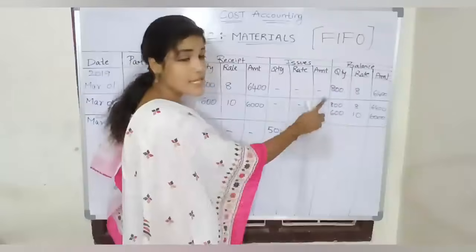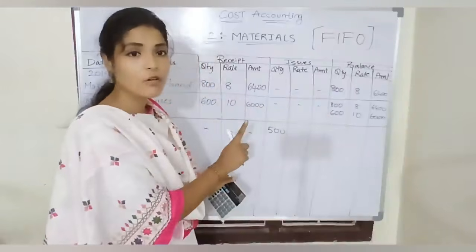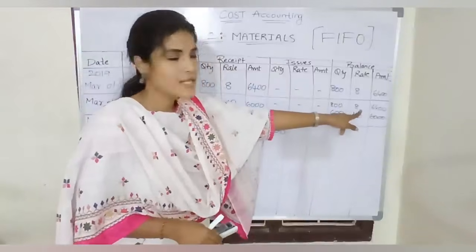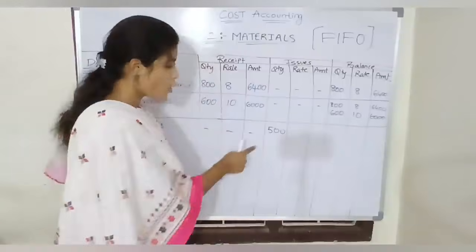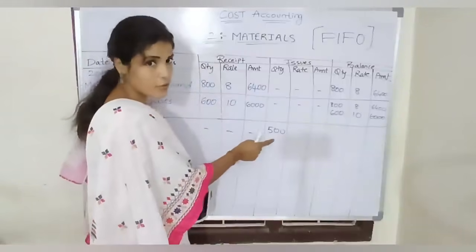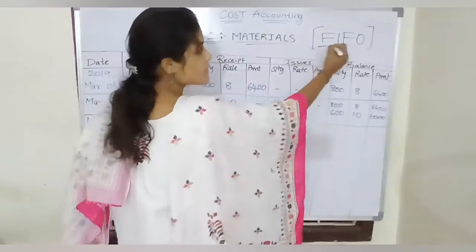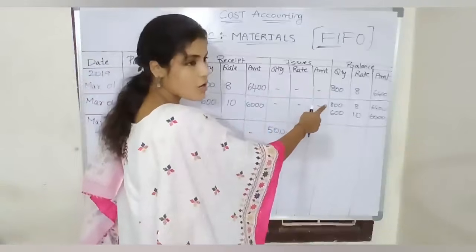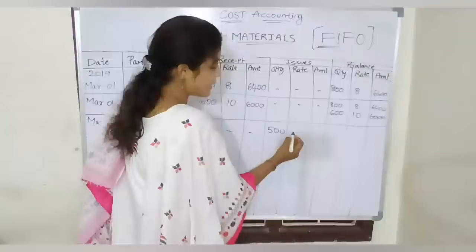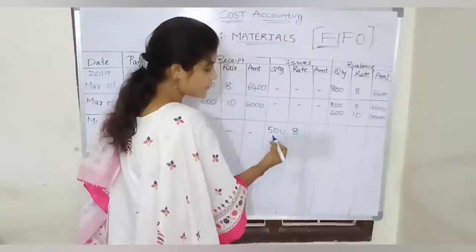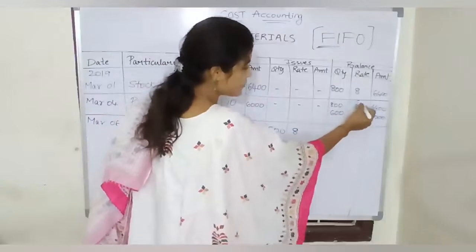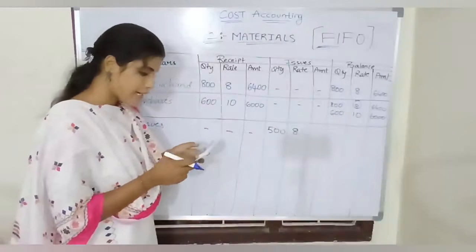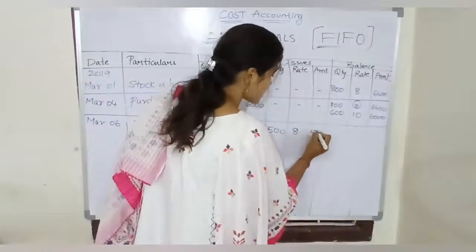Out of this too, what is the first stock you have entered in your godown? 800, no. What is the rate of that? 8 rupees. Total 6400. How many units we want? 500 units we want. Which method we are using? FIFO method. So first godown stock is this. What is the rate of that? 8. So 500 into 8. This rate we need to take. Why? Because we are using FIFO method. 500 into 8 is nothing but 4000.